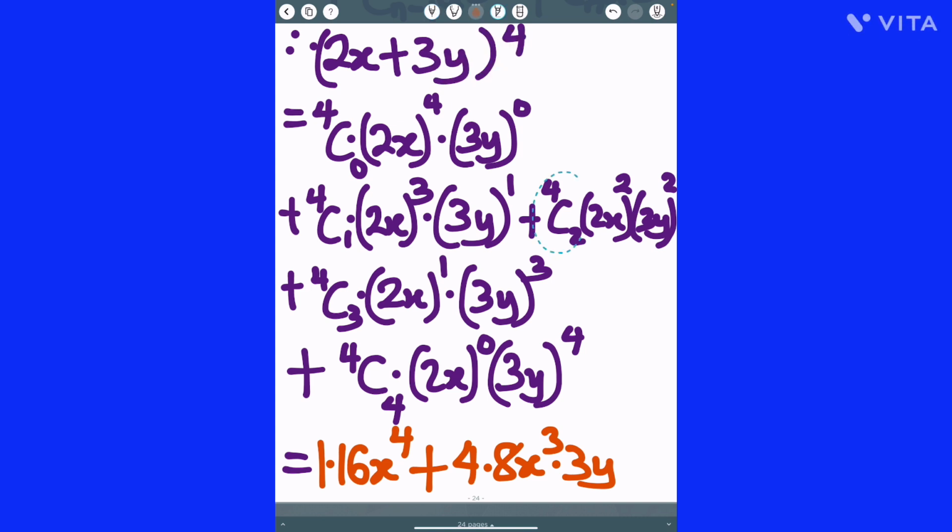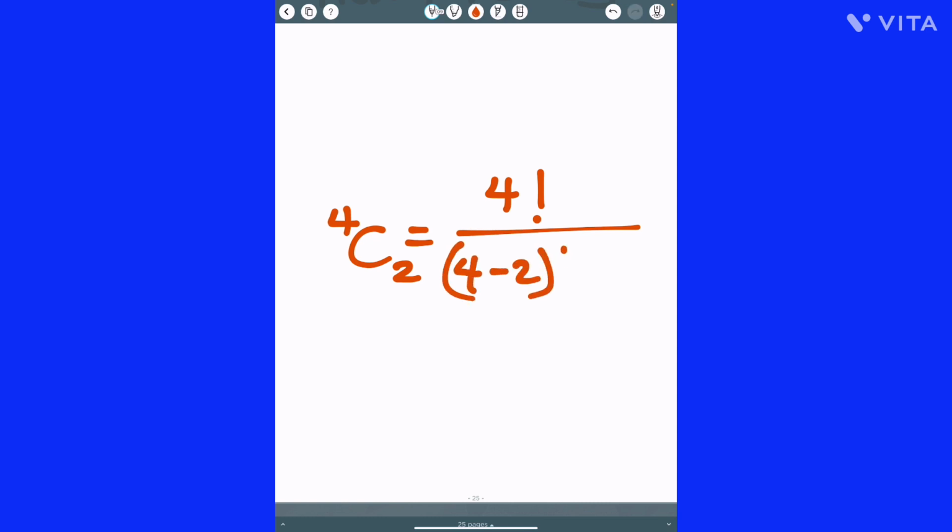Now, in my third term, my constant is 4 combination 2. In my third term, my constant is what? 4 combination 2. So first thing, I will evaluate my constant, 4 combination 2. 4 combination 2 is 4 factorial over 4 minus 2 factorial times 2 factorial. I'm trying to make it big, clear, in order to avoid confusion.